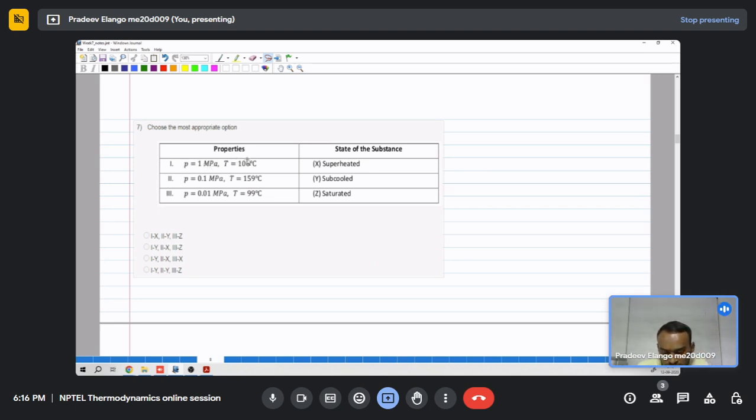Pressure equal to 1 megapascal and temperature equal to 100 degrees Celsius. So it's 0.1 megapascal and 159 degrees Celsius, 0.01 megapascal and 99 degrees Celsius, and on the right we have superheated, subcooled or saturated. So we know for temperature equal to 100 degrees Celsius, the saturation pressure is 0.1 megapascal. So that means the first case is at subcooled state.